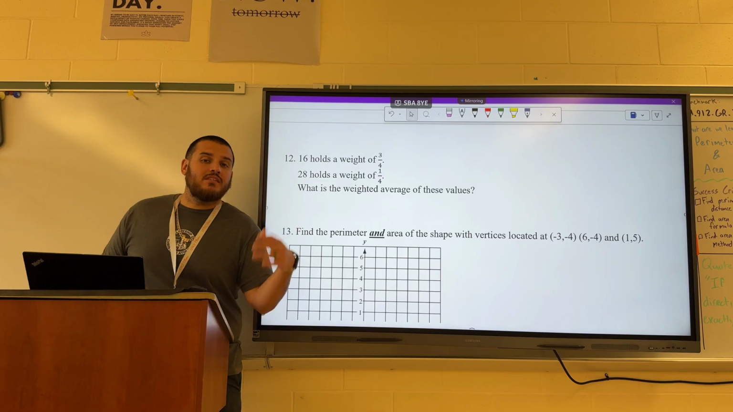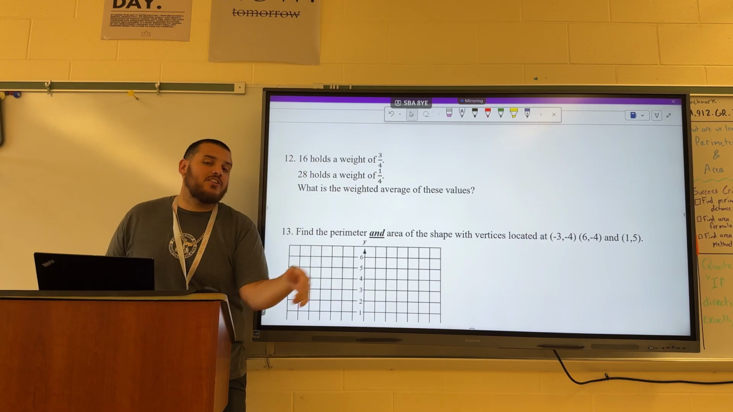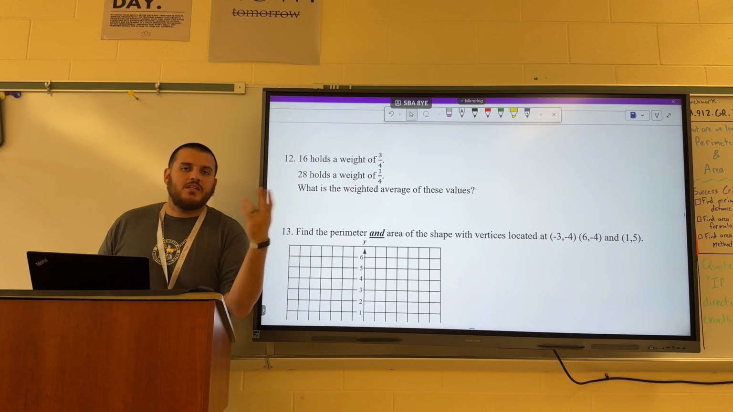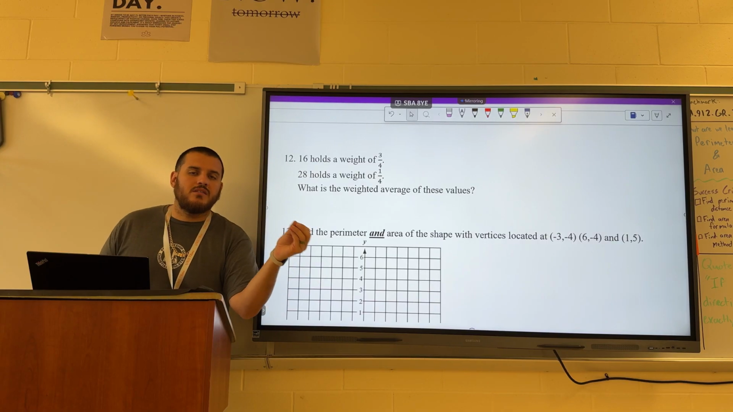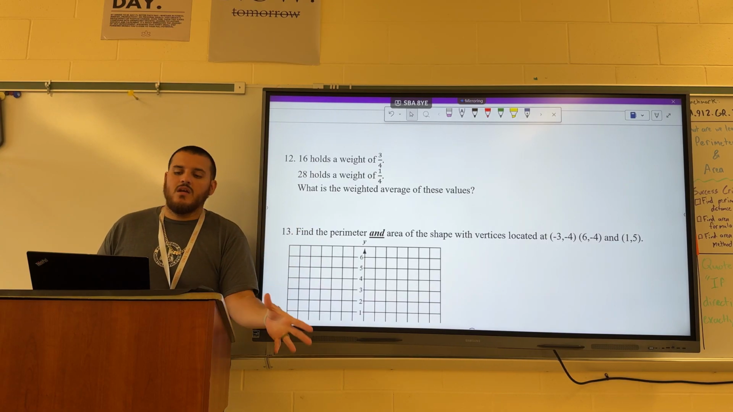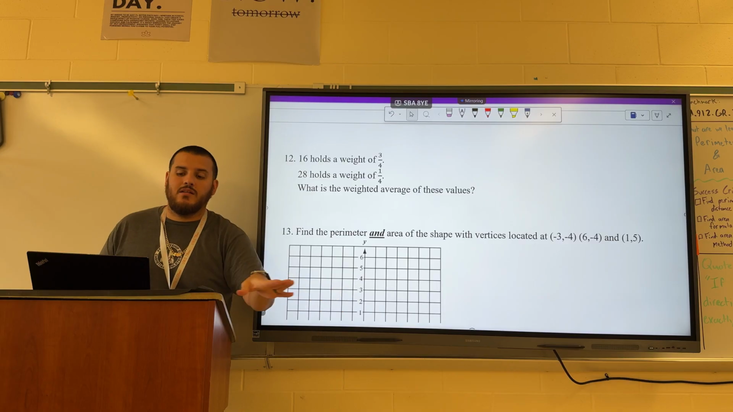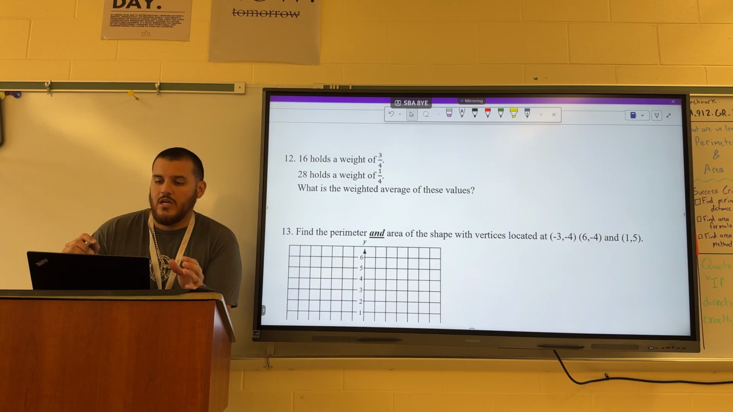12 is the same weighted average question, but dealing with fractions for our weights instead of whole numbers. Our setup is still the same though. We're taking our values and multiplying them by their weights. We're adding them up and then dividing by the total number of values or the total number of weights.